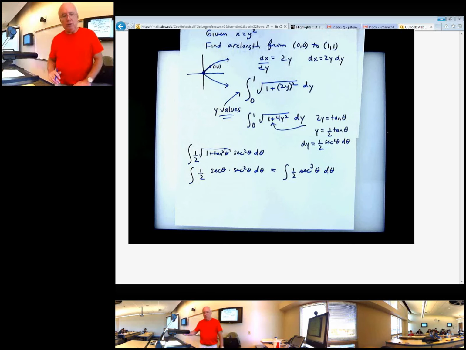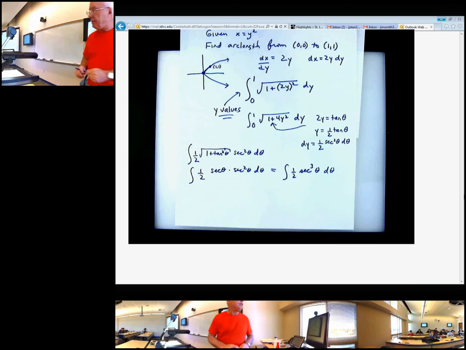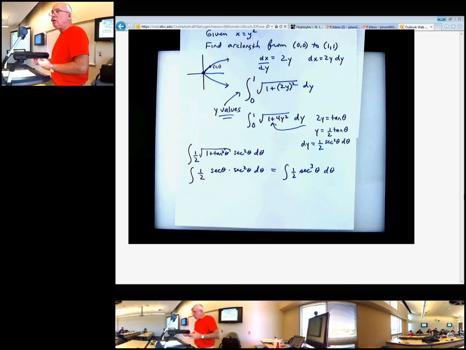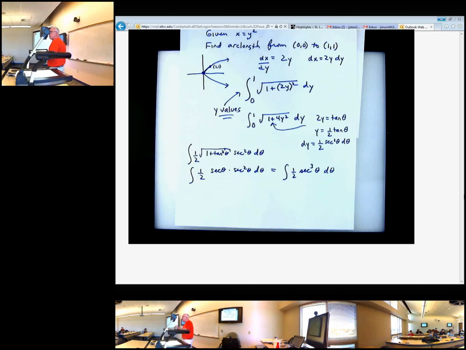Before we look at the antiderivative of this, let's look at our limits of integration, because when you do substitution with a definite integral, the best thing to do is just change your limits of integration, and then you don't have to go back to the original variable. Okay.